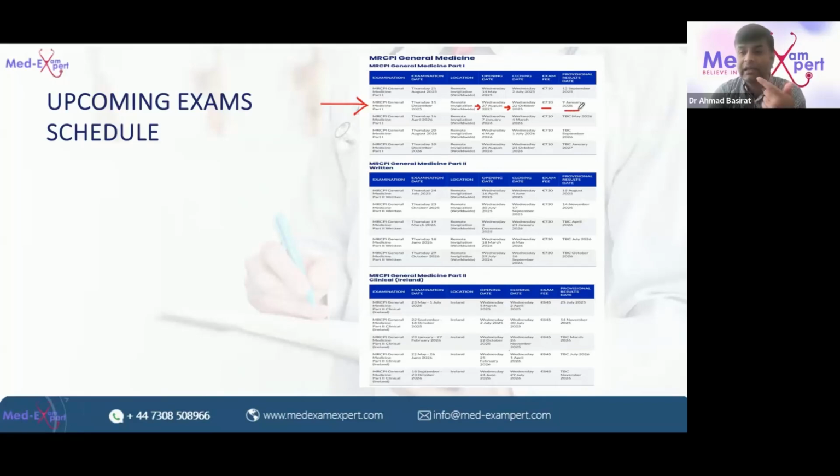So let's say you appear for the exam and you pass it, and results come on 9th of January. That means you can aim to give the part 2 examination in the March sitting, which will be in March 2026. So January results come, you pass the exam, you can aim for March or you can aim for June. That's how they have designed the progression from part one to part two written and then to the clinical.